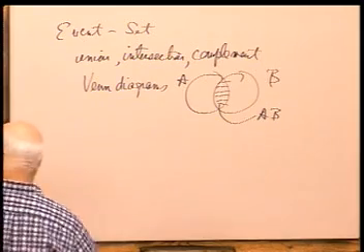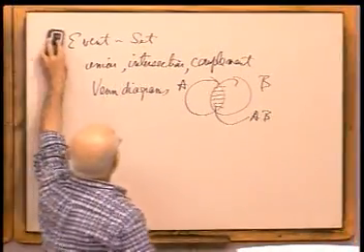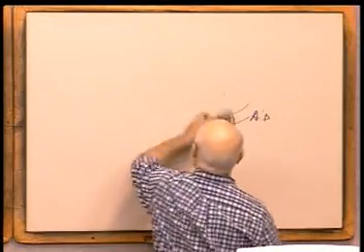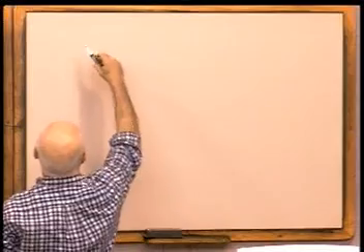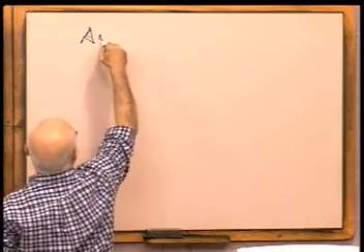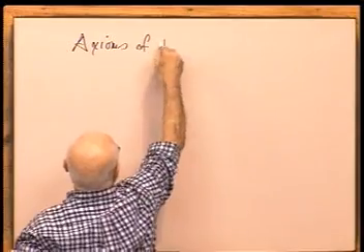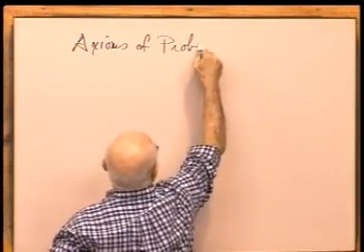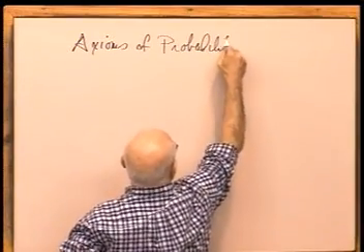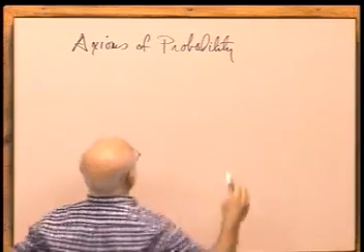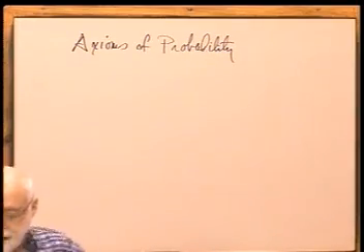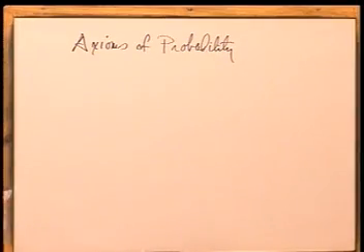Okay, so let me erase this here because I need room. So we're talking about what in the book is called axioms of probability. And let's see, that's section 1.3, page 11.